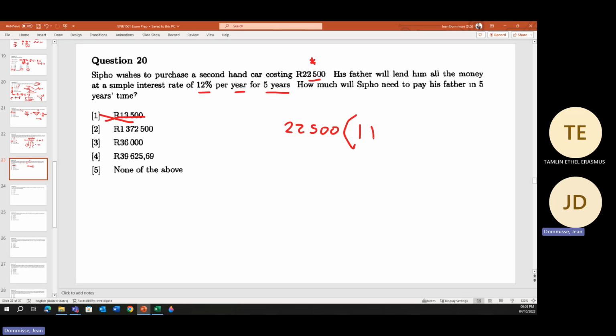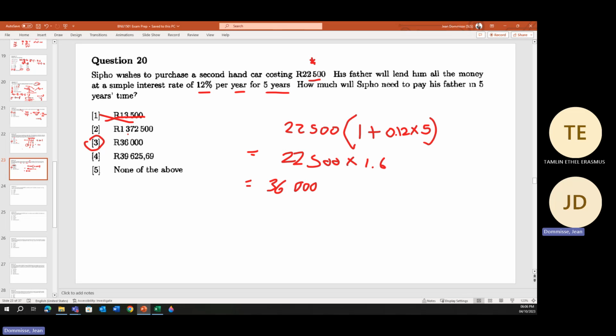22,500, and how we calculate the interest is for 12% times the 5, so it's 12% times the period, so it's 22,500 times 1. I think it's going to be 1.6, but let's see. Yes, times 1.6. So 22,500 times 1.6 will give us 36,000, which is option 3.